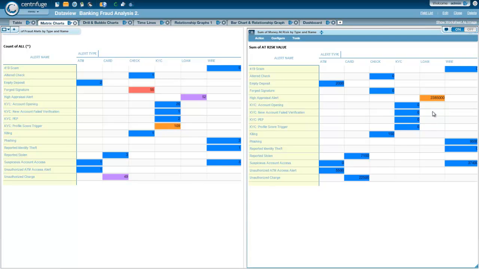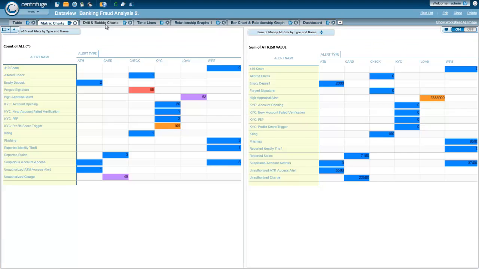But when we look at the same data on the right, and instead of counting the number of alerts, we summarize it by the amount of money that's at risk to the bank, we'll notice that the home loan high appraisal alert represents the vast amount of money that's at risk to the bank.